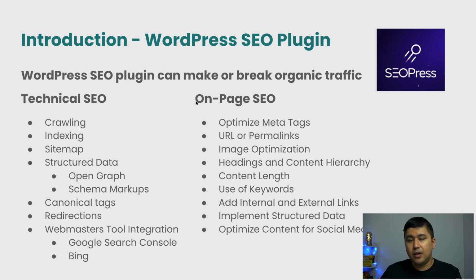Now, on the on-page side, it helps you optimize the content on that page. There are a few things it does. It optimizes title tags and meta tags. It can help with permalinks, URLs, image optimization, the headings and hierarchy, content length, and use of keywords. All of this can be done with SEOPress as well. Okay, so it does the technical SEO and the on-page SEO.